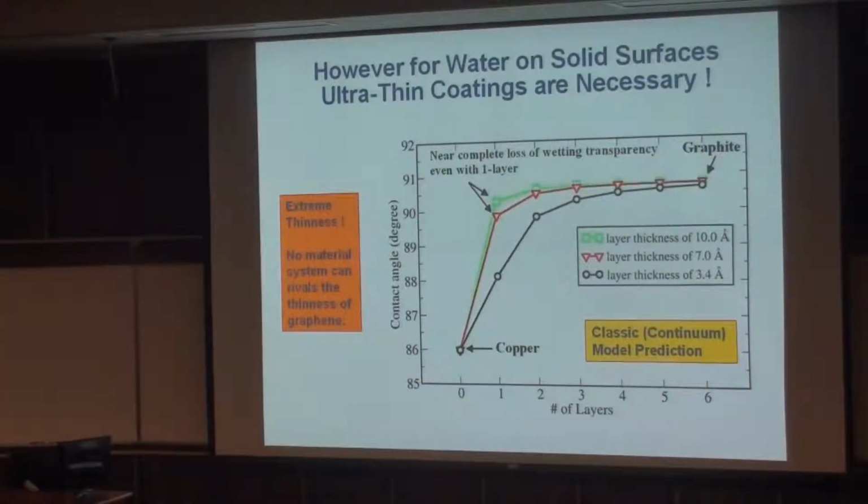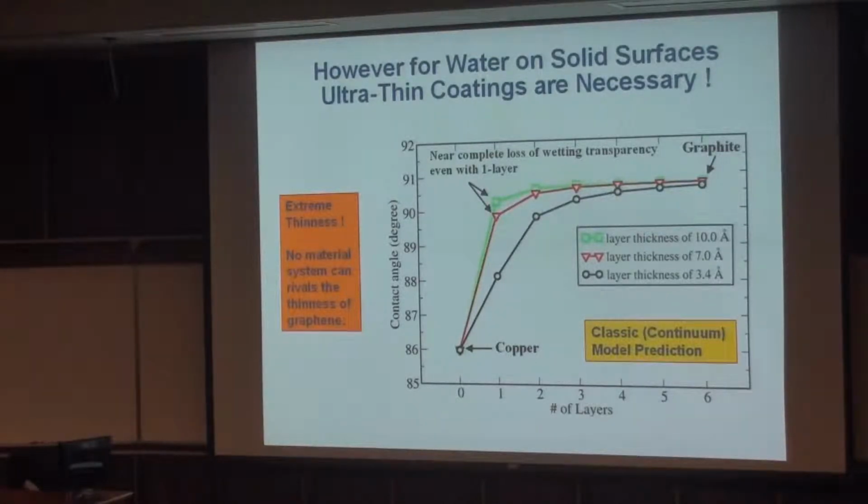For example, this is copper, this is graphite, right? If I put one layer on copper, I don't change much if my thickness is the same as one graphene sheet, which is 0.34 nanometers. But suppose the carbon layer was thicker. Instead of 0.34, let's say it was 0.7 nanometers. Well, the contact angle would jump up here. If it was 1 nanometer, it would jump all the way here. You would completely lose any kind of transparency.